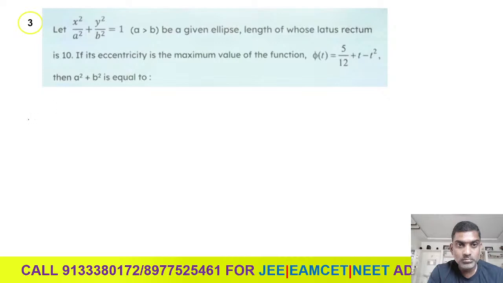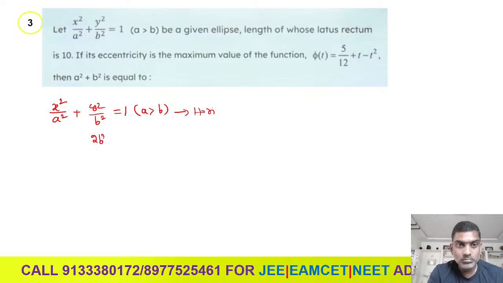So let us take the given ellipse here: x square over a square plus y square over b square, which is equal to 1. This is the given ellipse. Length of whose latus rectum is how much, sir? A greater than b means it's a horizontal ellipse. And they have given the length of its latus rectum is 10.